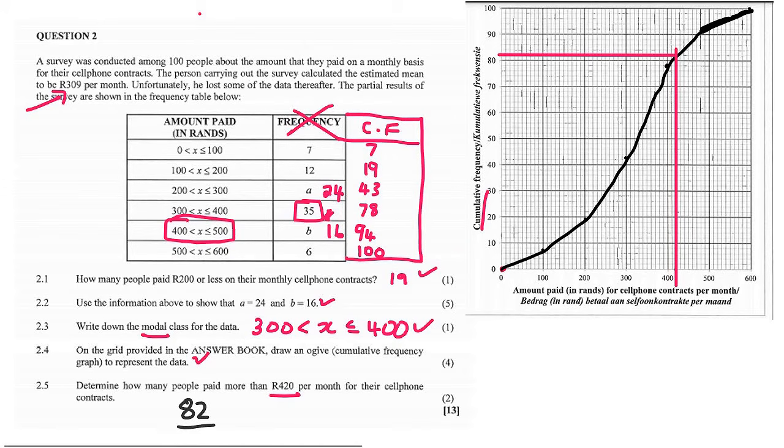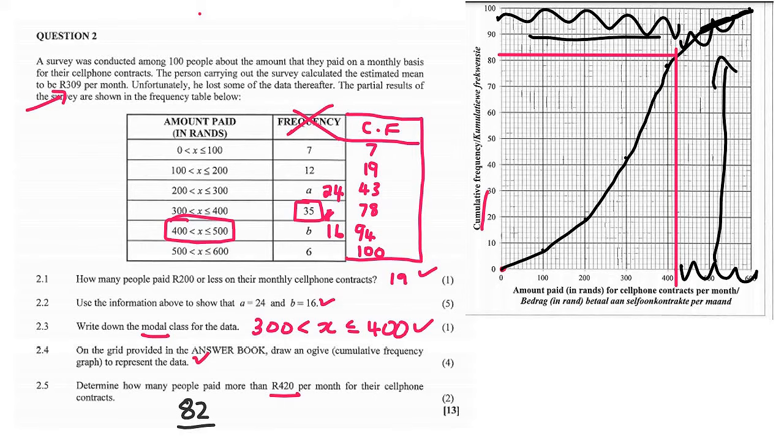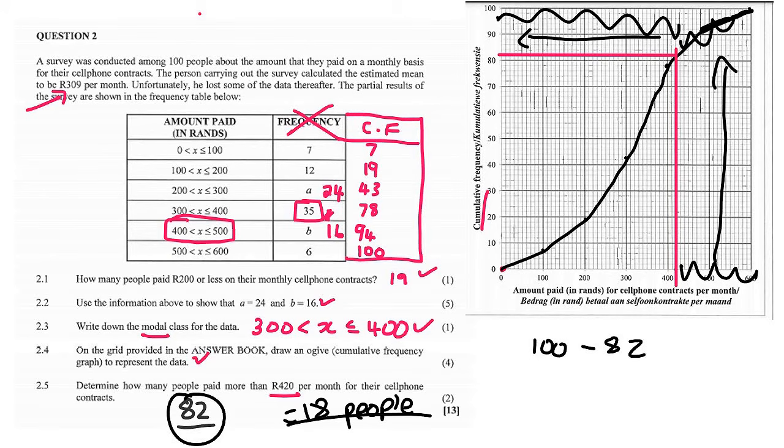But we're not done. The reason we're not done is because they said how many people paid more than 420. So that's actually these people, all of this. Can you see that? Because it goes up and then it goes to the side. So all we do now is say 100 minus our previous answer of 82, and that's going to be 18 people. Question 3, the first one says to write down the equation of PR.